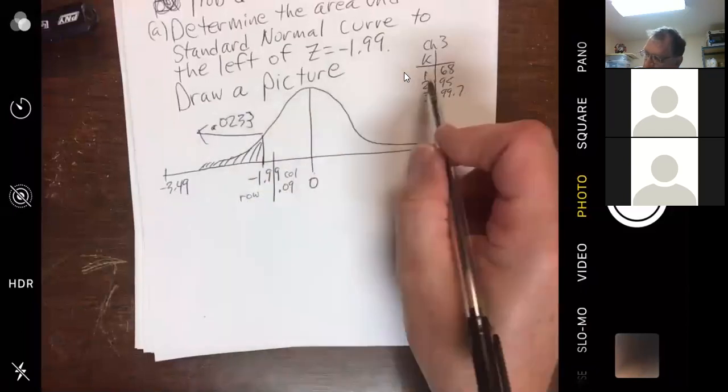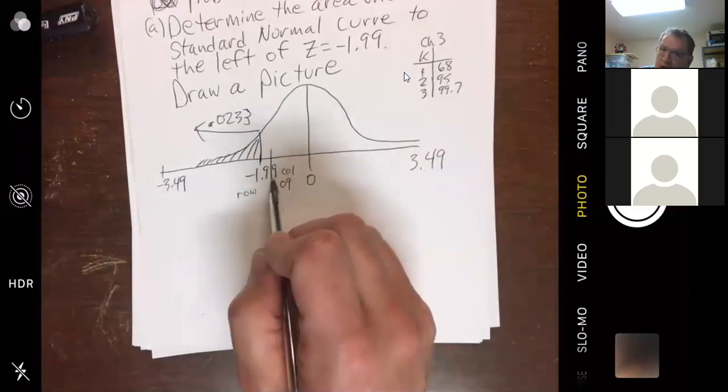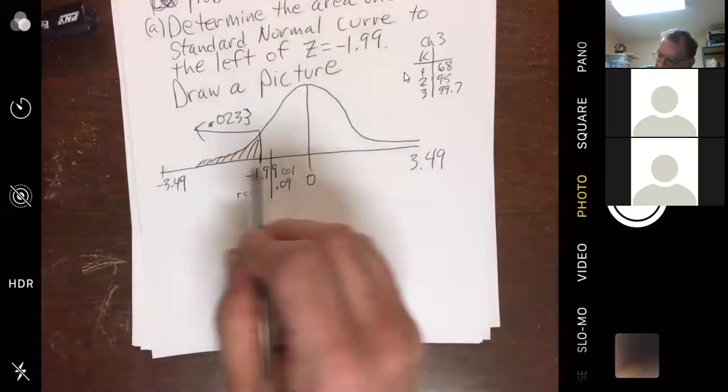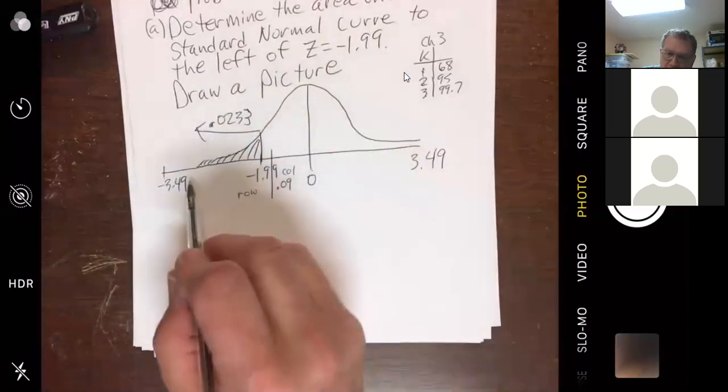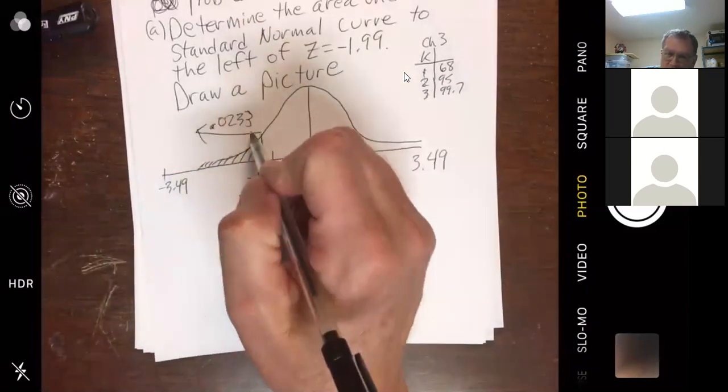Okay, so it's exactly, this was 1 standard deviation from the mean, 2 or 3 from the mean. This is negative 1.99 from the mean. Okay, that's what any Z number down here means. Do you understand what the 0.0233 means?